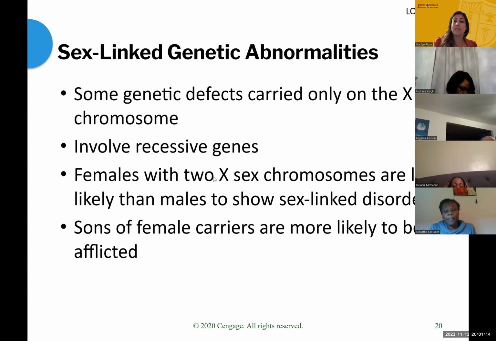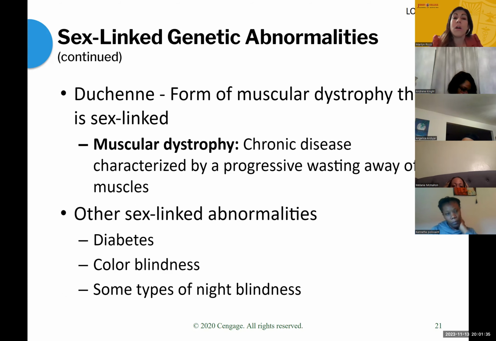Some genetic defects carried only on the X chromosome involve recessive genes. Females with two X chromosomes are less likely than males to show sex-linked disorders, and sons of female carriers are more likely to be afflicted. Duchenne is a form of muscular dystrophy that is also sex-linked. Muscular dystrophy is a chronic disease characterized by a progressive wasting away of the muscles. And other sex-linked abnormalities include diabetes, color blindness, and some types of night blindness.